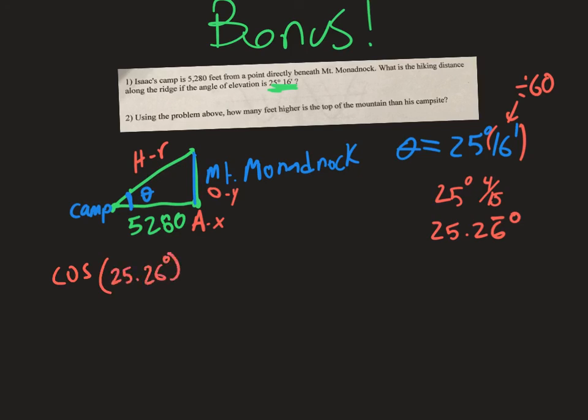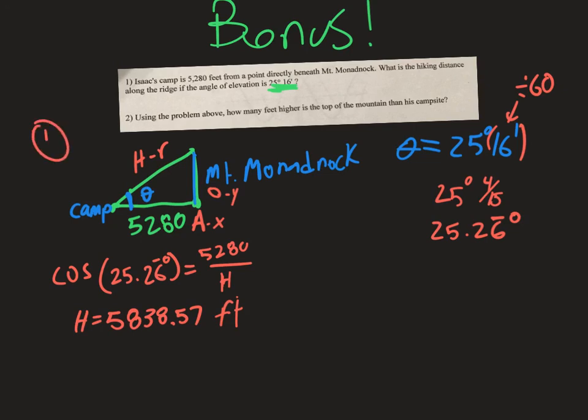25.26 repeating degrees, and that is going to equal the 5280 over my hypotenuse. And if we do some algebra, we move that hypotenuse to the other side and we divide by that cosine value. We can solve and get that the hypotenuse is equal to 5838.57. And this is going to end up being in feet, just like my other unit. All right, so we've solved part 1. We've actually calculated out what the hypotenuse is. Let's figure out now how much higher in feet is the top of the mountain than his campsite. So this was part 1.